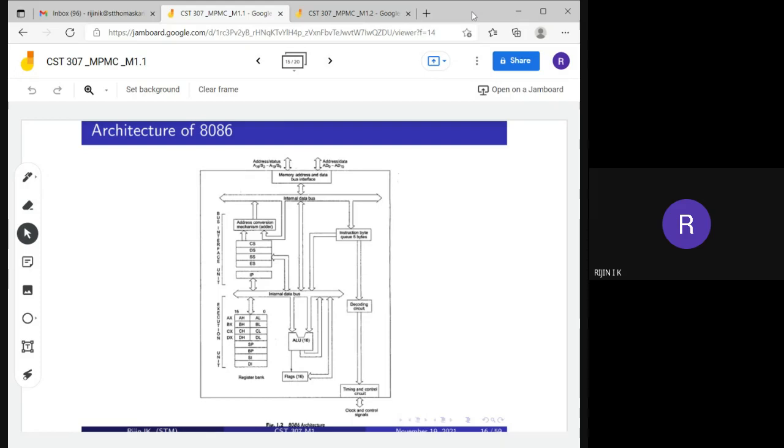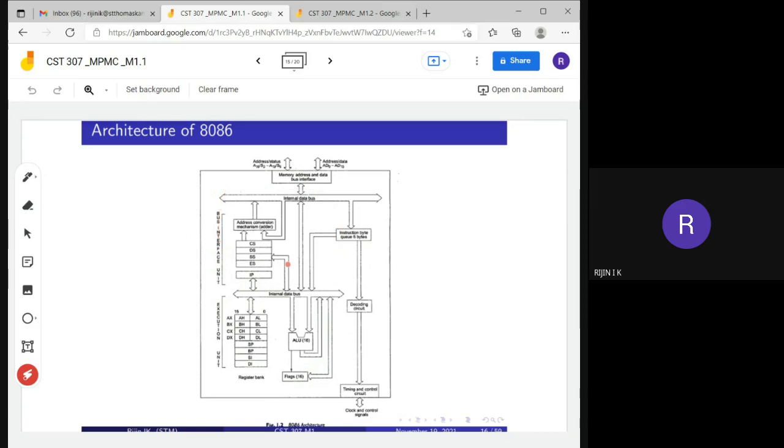Okay, we can start. Last class we were discussing the architecture of the 8086 microprocessor. Generally, we can divide the 8086 microprocessor architecture into two sections, or two functional units. The first one is the bus interface unit, and the second one is the execution unit. These are the two main functional units of an 8086 microprocessor.